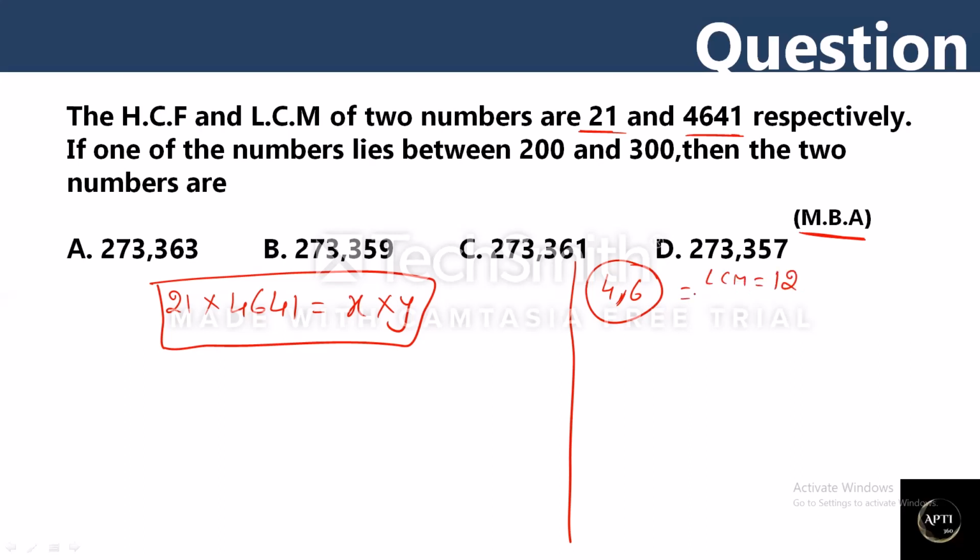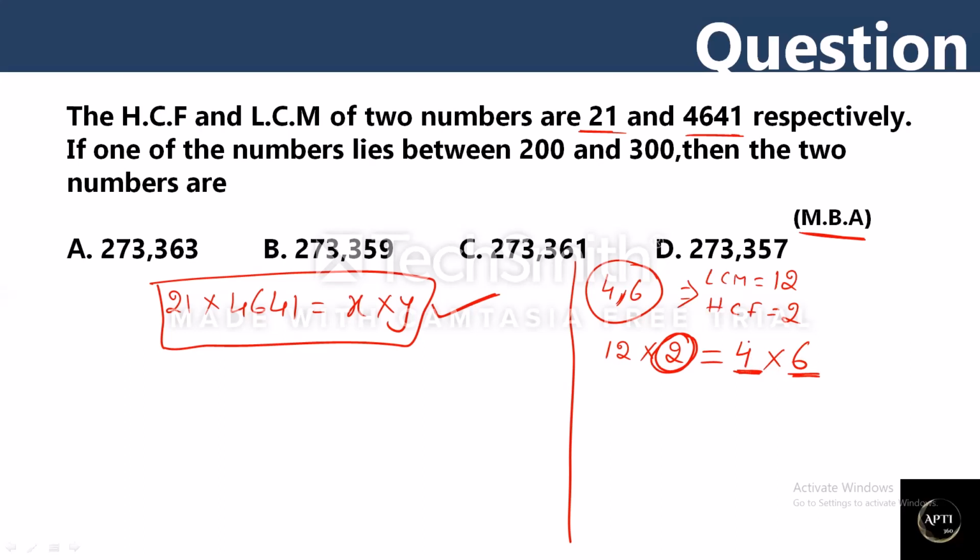LCM is 12. Already I told you the shortcut for HCF. HCF of 4 comma 6 is 2. Correct. Now we'll apply this rule, LCM into HCF. What is LCM? 12, into HCF, which is 2. Whatever the numbers may be, LCM into HCF is equal to the product of the two numbers. Already we know the product of the two numbers, 4 and 6.